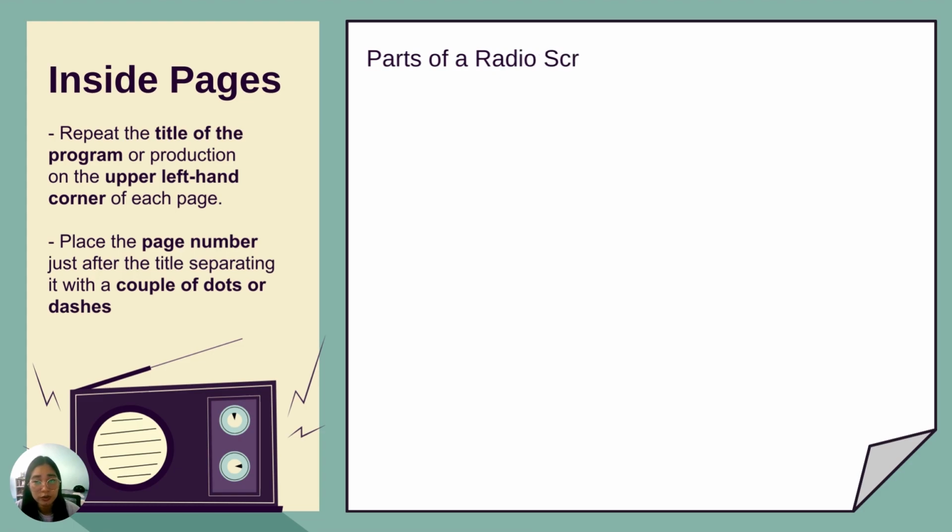Let us start with the body of the script of the inside pages. Before writing the whole script, we must first put the title of the program or the production on the upper left-hand corner of each page. Also, we place the page number just after the title, but we have to separate it with a couple of dots or dashes. In the example, we have the title Parts of a Radio Script and the page number is separated by a couple of dots.